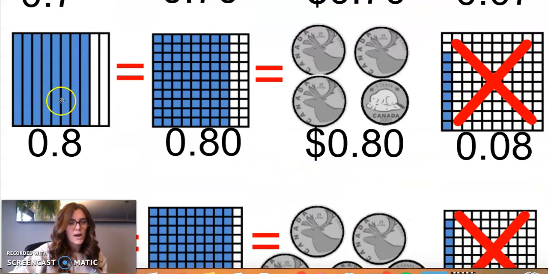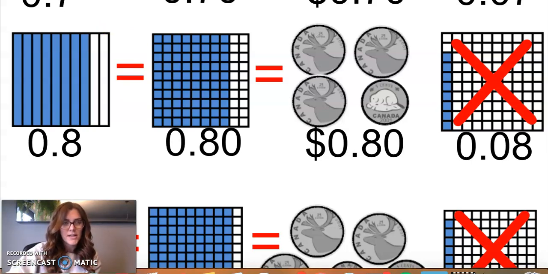Now the reason why the tenths and hundredths are equal when we have 8/10 and 80 hundredths is that hundredths are 10 times smaller than the tenths. So each of the 10 blocks have been broken up again into 10 equal pieces, and that's why 8/10 and 80 hundredths are equal. So let's go ahead and do a few examples together.